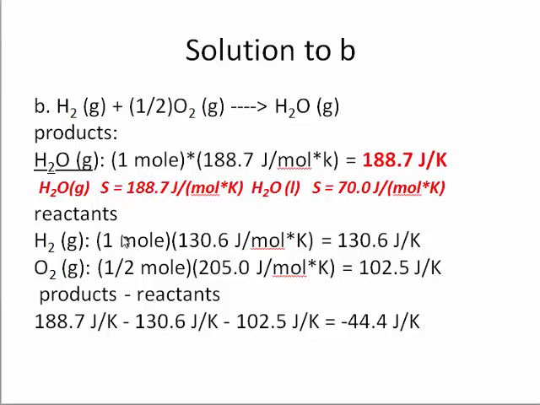The reactants are hydrogen and oxygen gas. Entropies are 130.6 and 205 per mole. Those give reactant entropies of 130.6 and 102.5 joules per Kelvin. The products minus reactants calculation in this case produces a delta S of negative 44.4 joules per Kelvin. Again, the entropy is decreasing. Again, to get the correct answer, you had to note the phase of water, which is gas. If you had used data for liquid water, you would have gotten a much more negative answer.